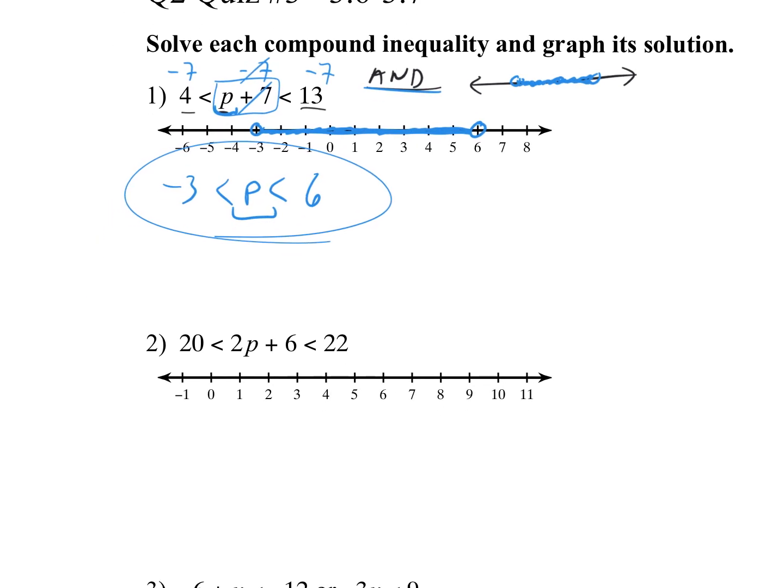All right, so some of them are going to be a couple more steps. So something like number 2. Our variable is still in the middle. We have a p right here in between our two inequality symbols. So this is another and, meaning we're going to shade in between. And if our variable is in the middle, this is where we want to do our inverse operations. All right, so it's order of operations backwards.